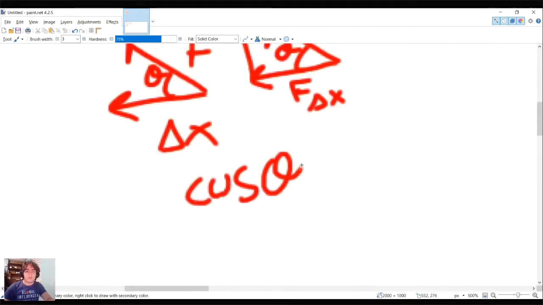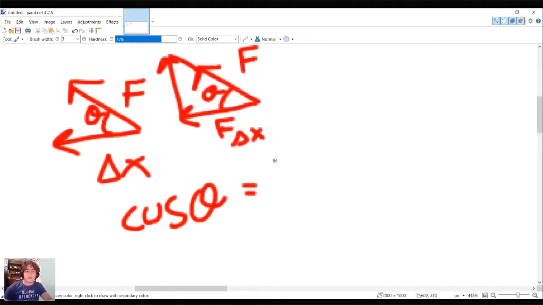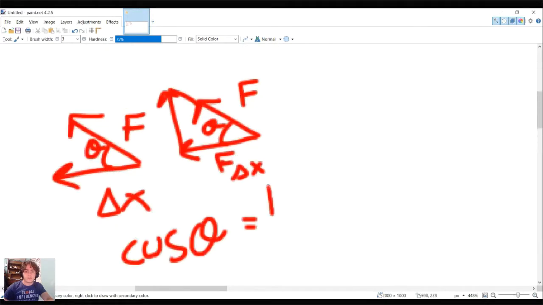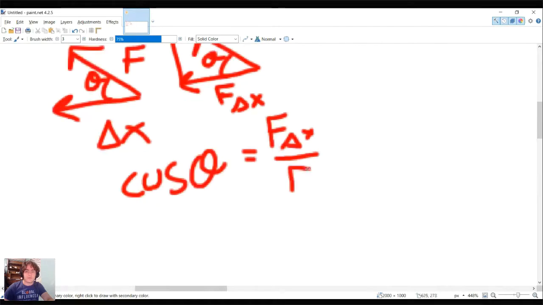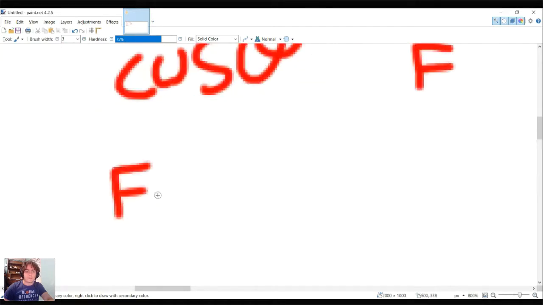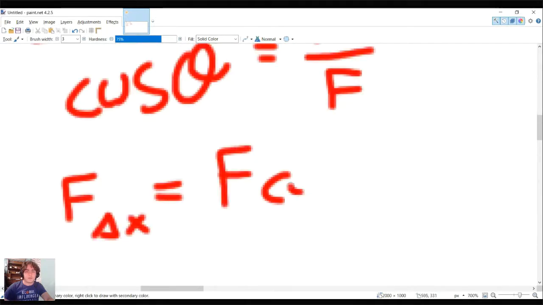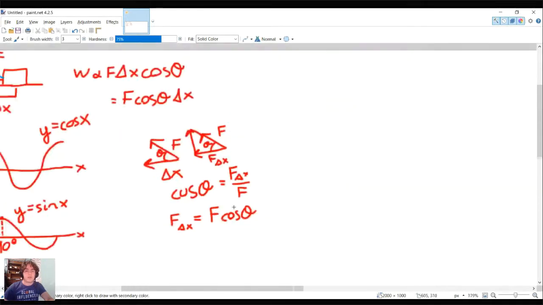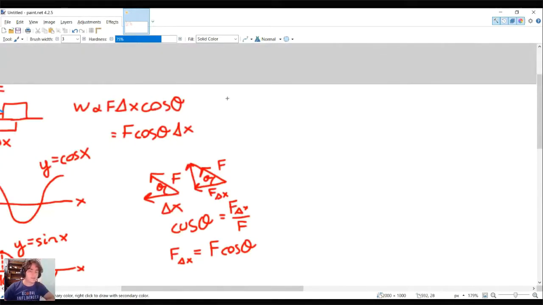Cosine theta is equal to adjacent over hypotenuse, which is F in the delta x direction over F. So we have F in the delta x direction is equal to F cosine theta. You can do the same thing with the delta x and find delta x in the F direction, but that's a little less intuitive. So that's why that is there.